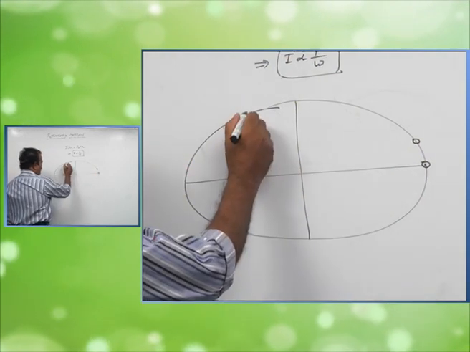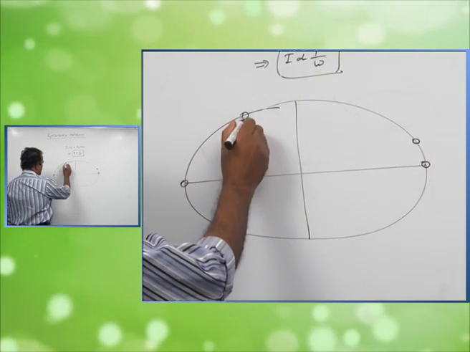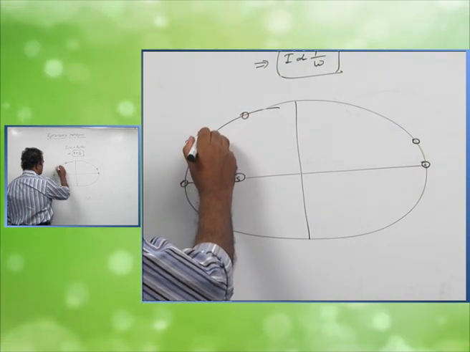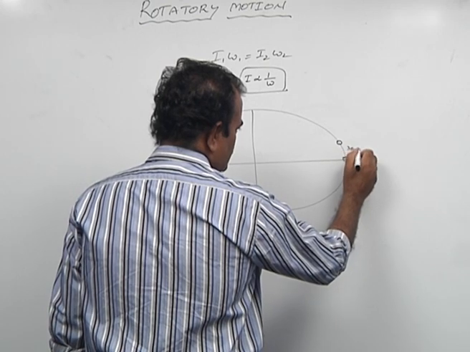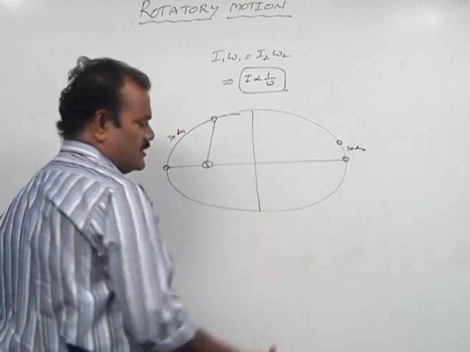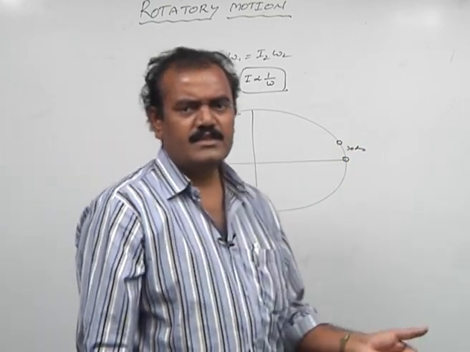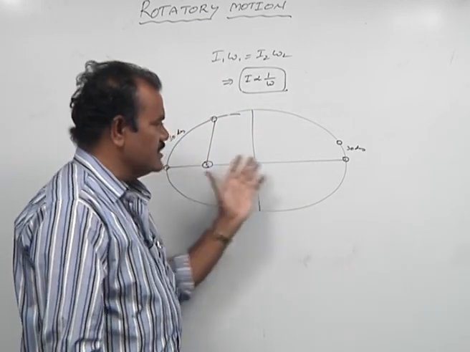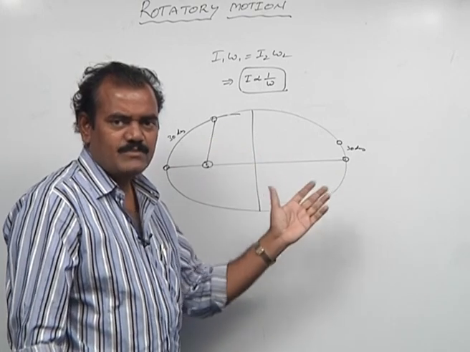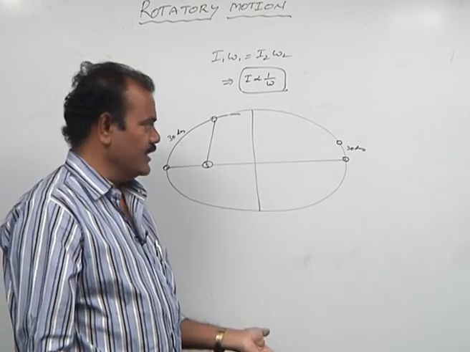Similarly, when it is nearer to the sun, it also takes the same 30 days. In this case, it moves fast. So in the same 30 days here, it moves fast. This is nothing but the familiar law, Kepler's second law, that is the law of areas: the line joining the sun and the planet sweeps equal areas in equal intervals of time.